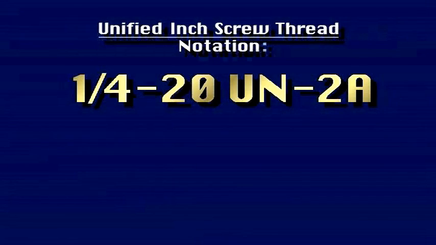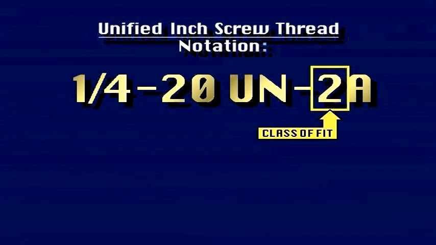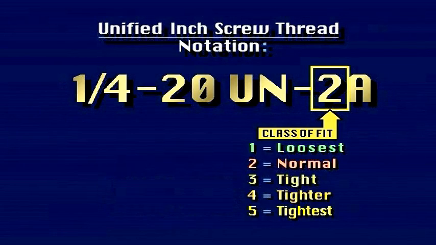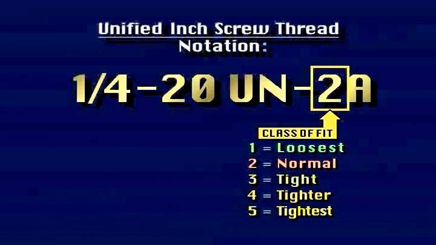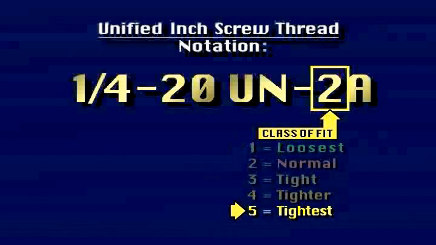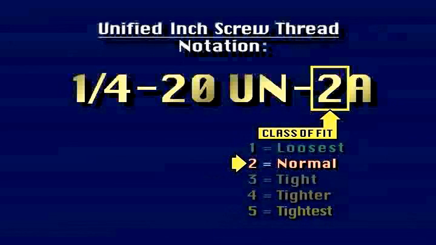The next number and letter in the unified thread notation indicates the class of fit. It's very important since the class of fit determines the actual tolerance limits of the thread features. The numbers range from 1 to 5. They indicate the relative fit, with 1 being the loosest and 5 being the tightest. The number 2 is the most common class of fit.